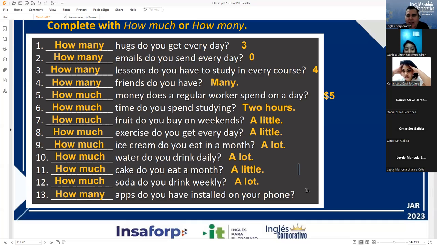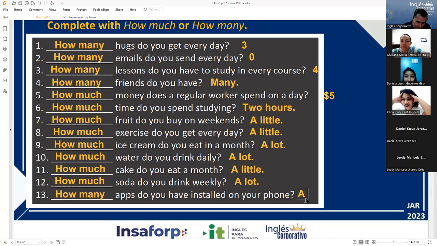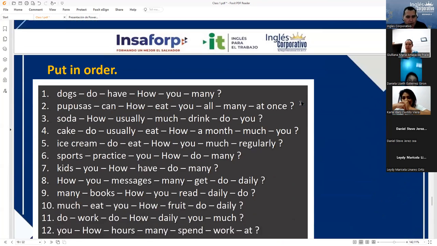Okay. How many apps do you have installed on your phone? A lot. Yes. I have a lot of games on the cell phone and I play only one game. Solitaire. Cuando no hay internet, se usan. Exactly. Es la única forma. Yo nunca tengo internet, so only solitaire. Okay. All right.